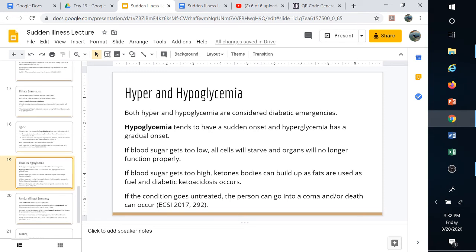Hyper versus hypoglycemia. These are two sudden illnesses that are pretty common. Hypo is not enough blood sugar. You typically have a gradual onset, so the blood sugar slowly gets low. This can also happen as a result of insulin release. So let's say, and this used to happen to me until I changed my diet, you eat something that has a high amount of simple sugars, simple carbohydrates, and it can cause an insulin response: blood sugar rises, and then you get an insulin response to meet it.